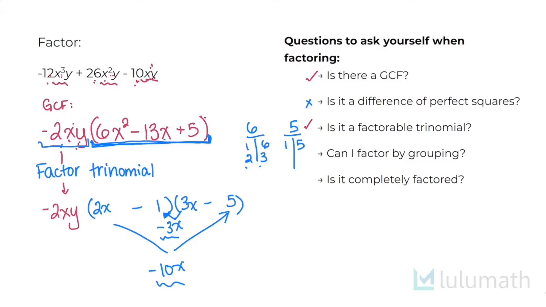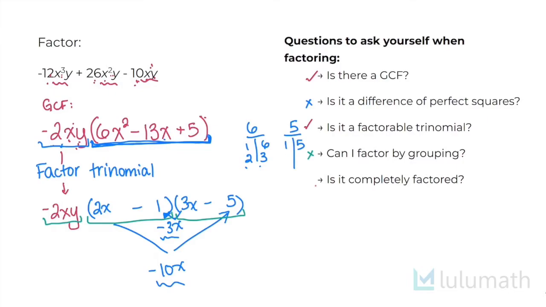Then I'm going to ask myself, can I factor by grouping? So in my first factor, negative 2xy, I can't factor that by grouping. This 2x minus 1 can't be factored by grouping because I need at least 4 terms to be able to factor by grouping. Same thing with this 3x minus 5. Therefore, I can't factor by grouping.